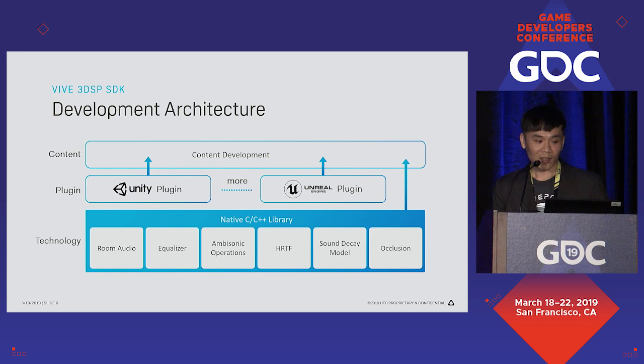Okay, this is the architecture of this SDK. At first, we have our own algorithms, like the room audio application, sound equalizer, ambisonic operation, HRTF data, and so on. Then we transfer those algorithms into a native library. At this point, you can directly use this native library for your application. We also use this native library to build the sound plugin for game engines, like Unity or Unreal.